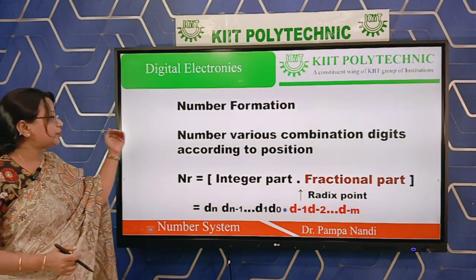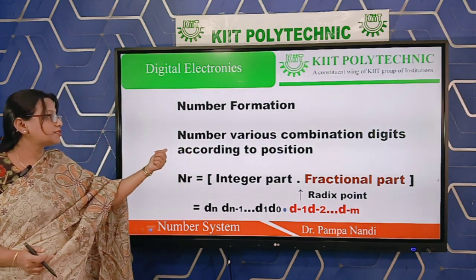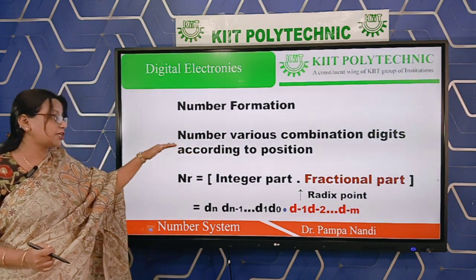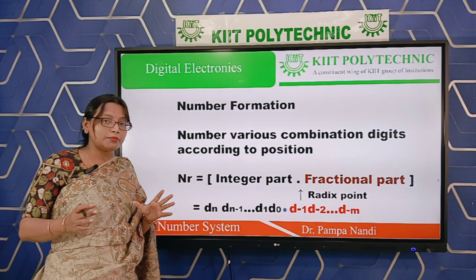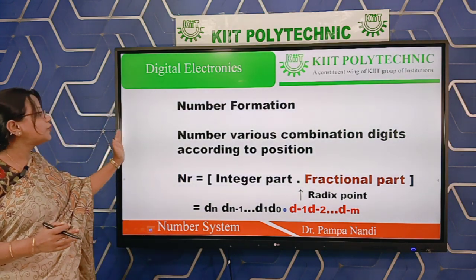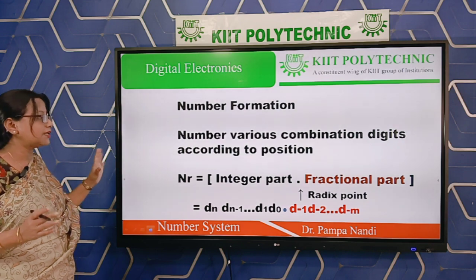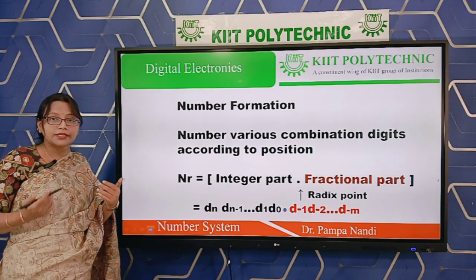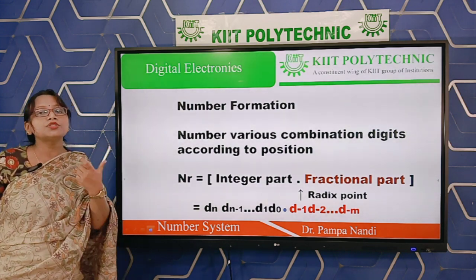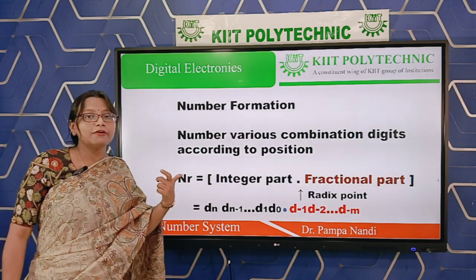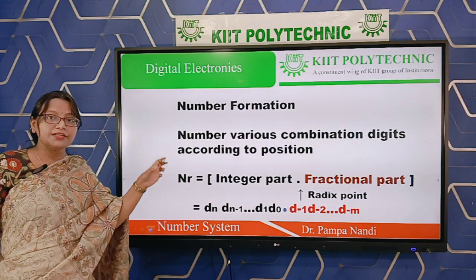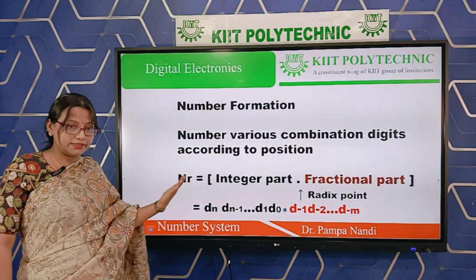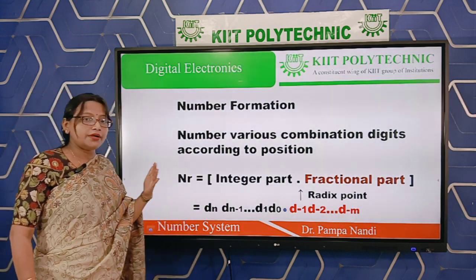Now, number formation. Here I have mentioned that a number is the various combinations of digits according to position. When we are forming the number, we get it according to its position. Position means what? When you studied in your 10th standard, you used two terms, place value and face value. The digit resides in which house, like the ones house, tens house, hundreds house. That is how the number is formed.